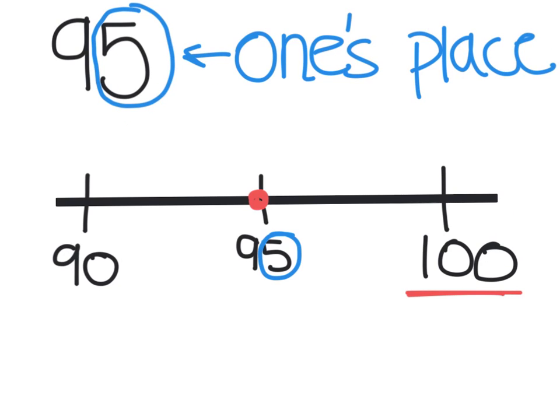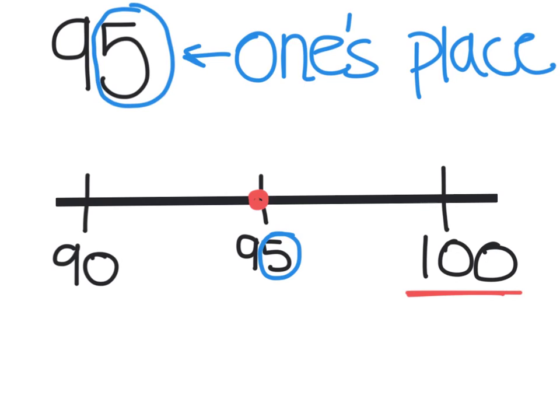The next number we will look at is the number 95. Once again, we are rounding to the nearest tens place, so we need to put the 90 and 100 on our number line, since 95 is between those two tens places. Then we will place 95 on the number line to mark the halfway point.